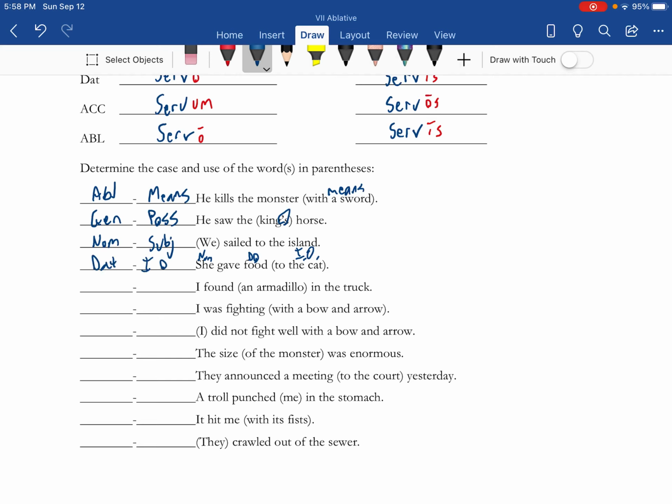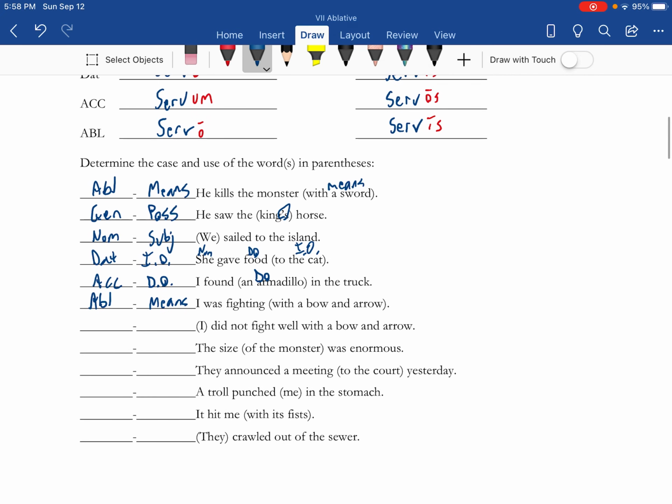dative. I found an armadillo in the truck. That's a direct object, so that's going to be accusative. I was fighting with a bow and arrow. So means instrument, that's going to be ablative because it's a tool you use to fight. I did not fight well with a bow and arrow. That's going to be your subject, so nominative.